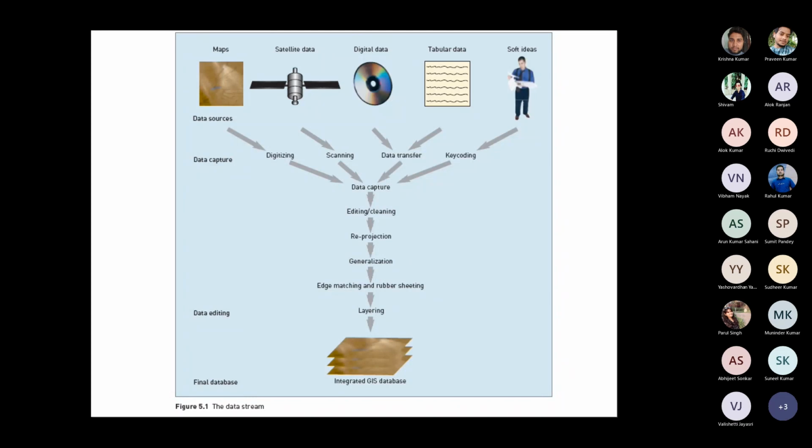This whole procedure, the way in which the raw data is finally entered into the integrated GIS database, is called data streaming. Okay. So we were going through the second step. We have already learned about the sources. We are going through the data capturing step. In data capturing, the first one is keyboard entry.